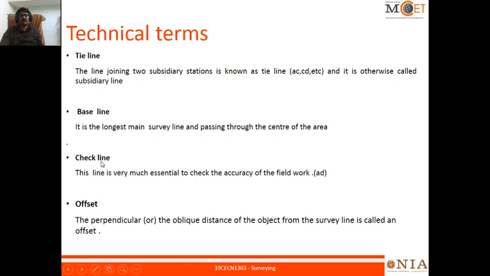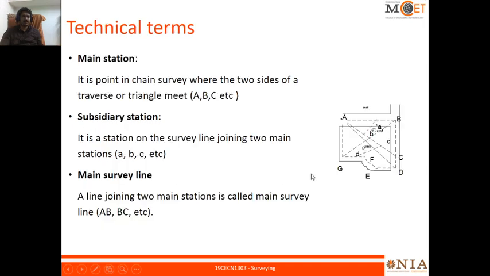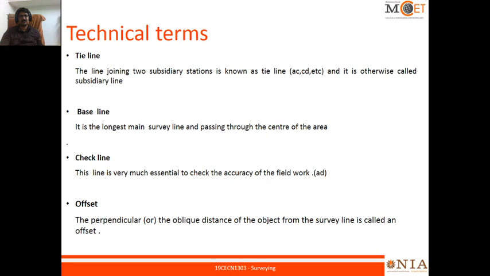Check line, to check whether we have measured properly or not. This line is very much essential to check the accuracy of the field work. Say here A and D are the main checkpoints and check line. With respect to that we can check while doing the surveying. We can feel how it is a check line and what is the main line. So here it is an explanation only, but you have to remember those terms.